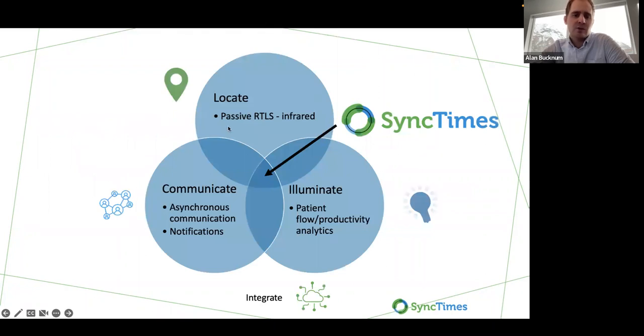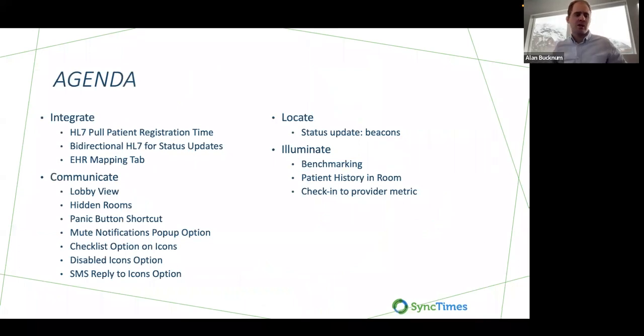This is what we've always had for locate, communicate, and illuminate. So locate, know where people are throughout the health center. Communicate, meaning communicate what's happening and what different patient needs are. Illuminate, meaning providing data to drive important operational decisions. And then we've just added integrate, which means we're integrating with other systems to help accomplish those goals. This is our agenda. We start with integrate. So we're going to talk about a couple new features on the integrate side. Then we'll go to communicate, locate, and illuminate.